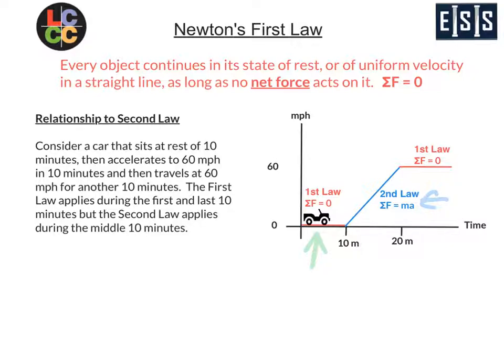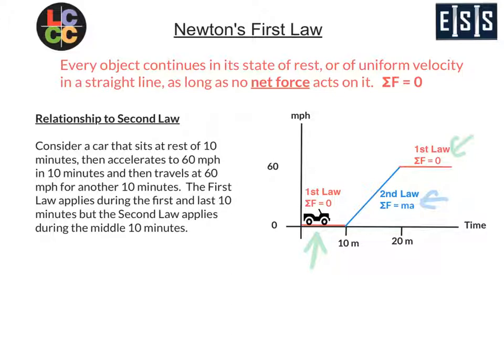But once we reach our 60 miles per hour, we said we now maintain that speed at 60 miles per hour. So now we're back into the first law. We're keeping our speed at 60. We're pressing down on the accelerator just enough to overcome any friction or wind resistance on that car and keeping our speed constant at 60 miles per hour. So we are now under that second part of Newton's first law.